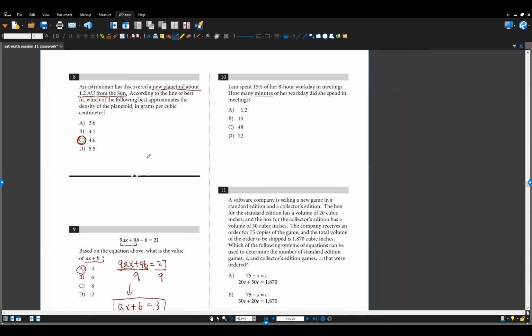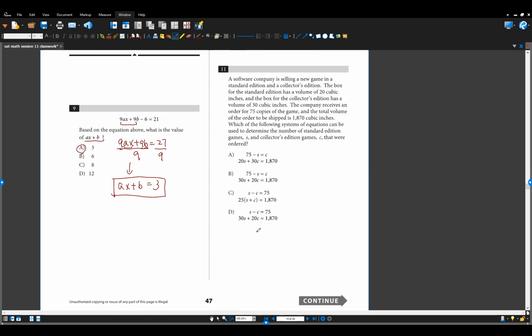This is number 10. She spends 15% of her 8-hour workday in meetings. How many minutes? 8 hours times 0.15. That's the hours, but we're going to find minutes. 1 hour is 60 minutes. So what is this? 0.15 times 60 is 9. 8 times 9 is 72. Okay, that's the answer.